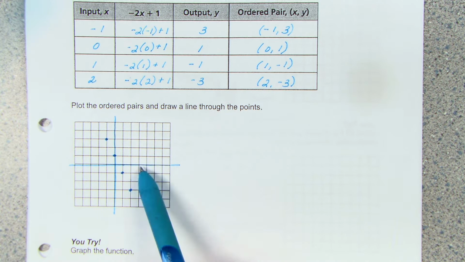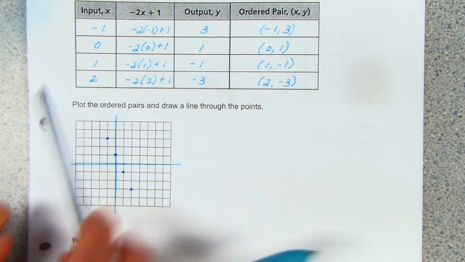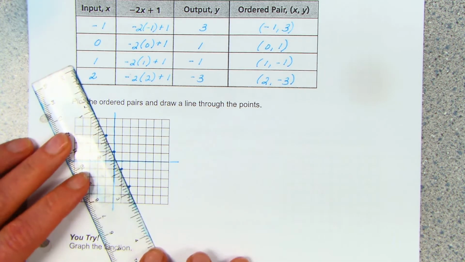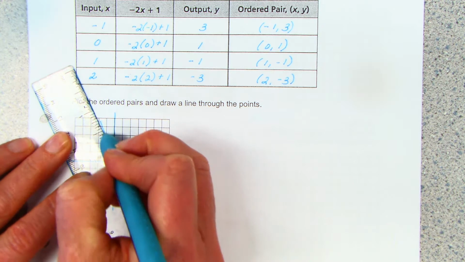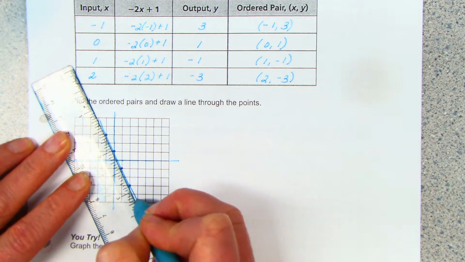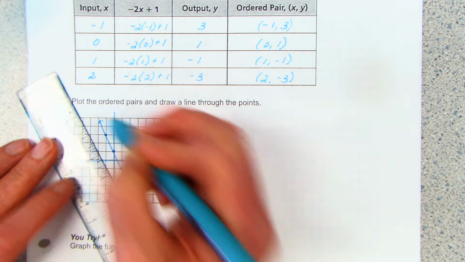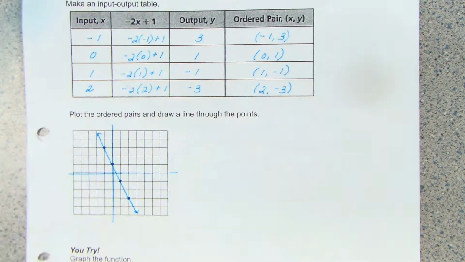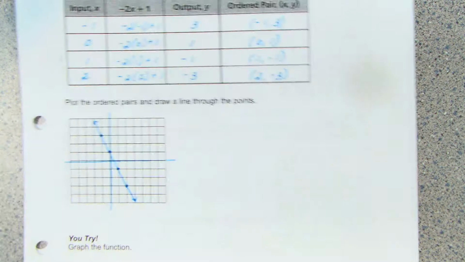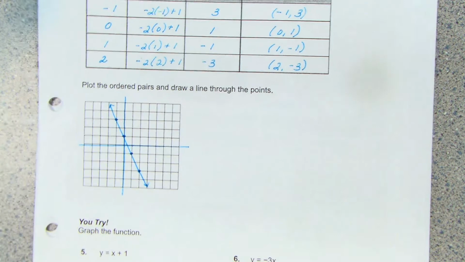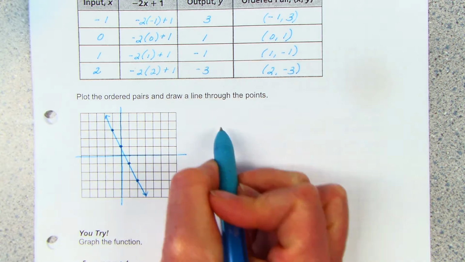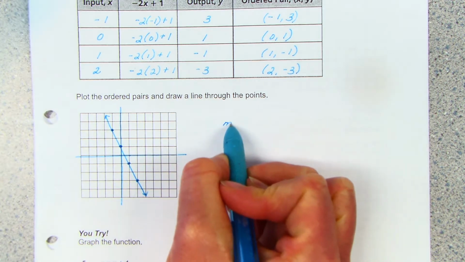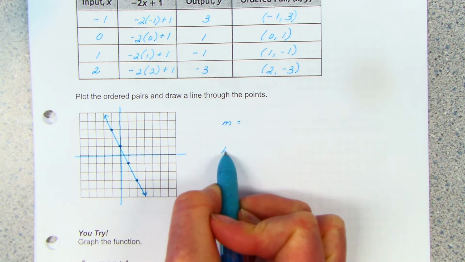If I'd had some wonky point over here, that would have meant that I added or subtracted wrong. Probably a sign error. Isn't that what usually happens? Okay, draw your line. Does it ask us to do anything else? No, it doesn't. Can you find the slope easily? Why, yes, you can. Let's go ahead and put them down. The slope and the y-intercept.